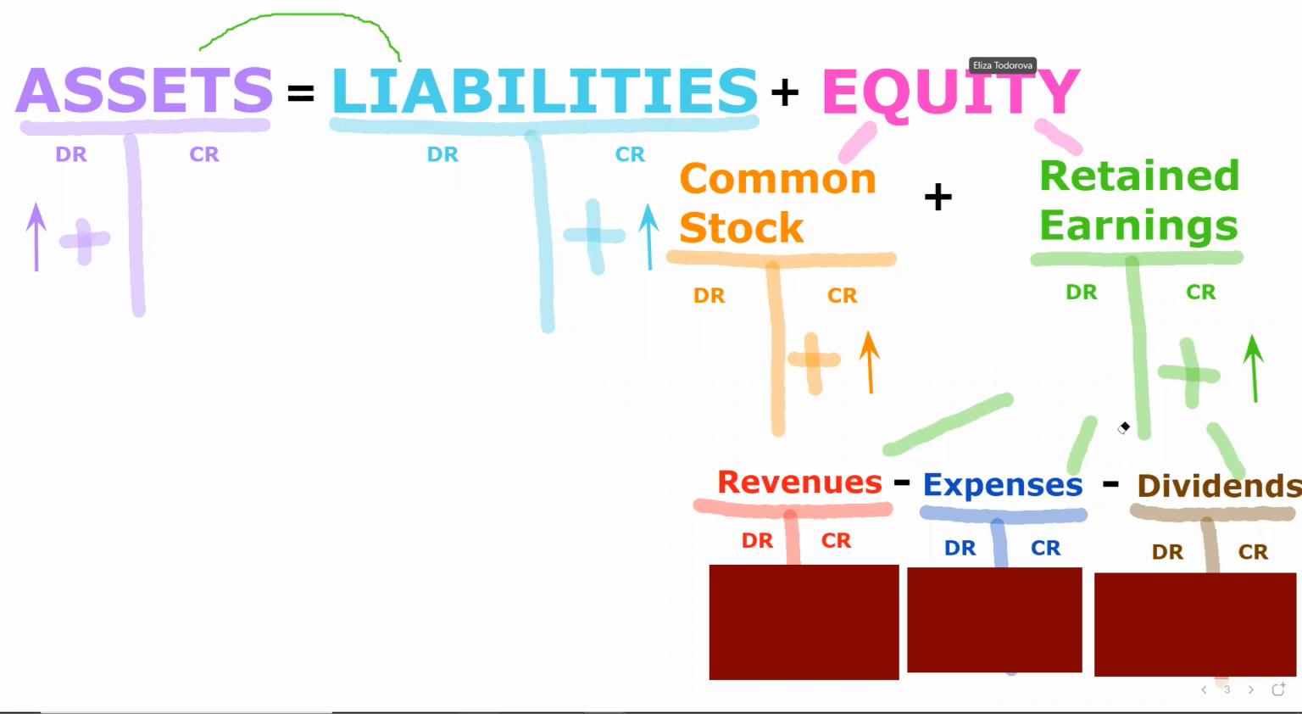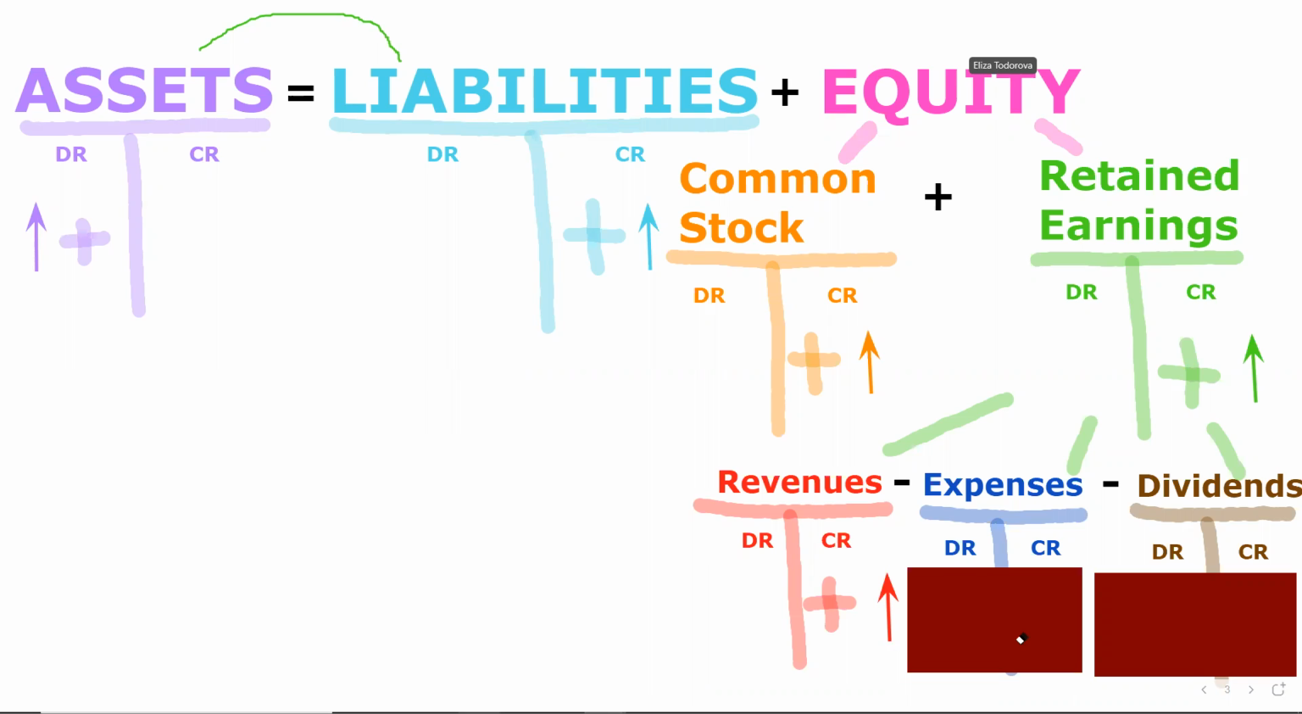Retained earnings and revenues both start with the letter R. Therefore, they increase in the same way, on the credit side. Expenses and dividends decrease the retained earnings account. So how do you think they're supposed to increase?